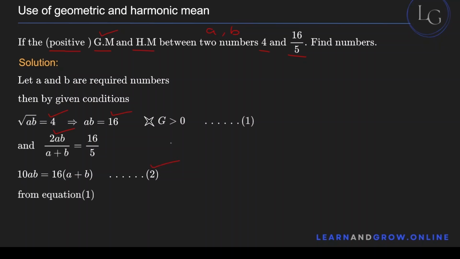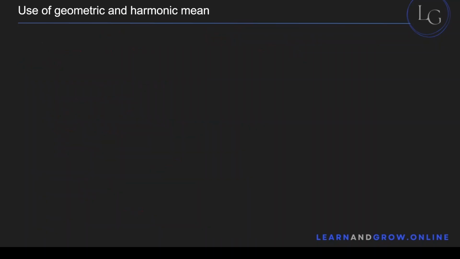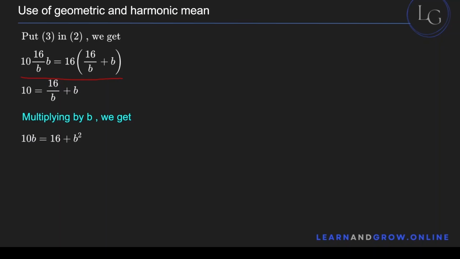So from equation number 1, which is this one, you can see that a is equal to 16 by b when you take b on this side. A is equal to 16 by b, and we'll regard this as equation number 3. And now we'll put this equation number 3 in equation number 2. So we'll replace a with 16 by b. So this is what you get. And now using this equation we can find the value of b. But it's not really that simple, because this comes out to be a quadratic equation. So you'll have two different values of b.